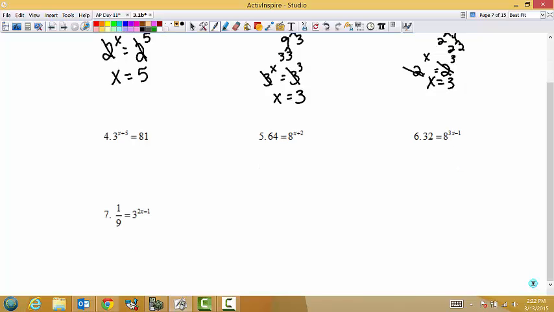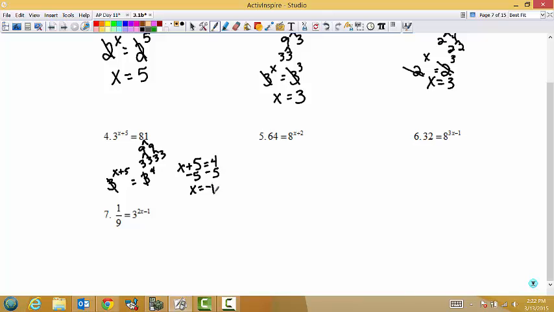And then 81 is 9 and 9, 3 and 3, 3 and 3. So 81 is 3 to the 4th. So I've got 3 to the x plus 5 equals 3 to the 4th. The 3's cancel. That leaves me with x plus 5 equals 4. And then you just solve whatever equation is left. X equals negative 1. That is not a 7. It looks like a 7, but it's actually a negative 1.